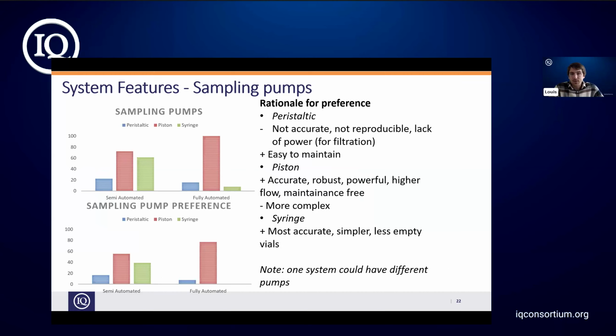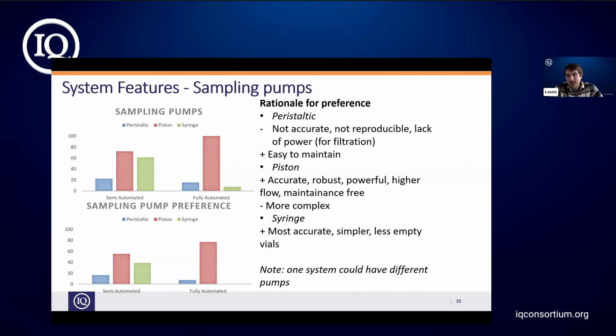Another item we asked for is what type of sampling pumps the system has. In automation, the pumping of the sample is one of the key things, and there's three major types of pumps that you can find. It's peristaltic pumps, piston pumps, and syringe pumps. And looking at the top graph, we see that for semi-automated systems, the majority of systems seems to have piston and syringe pumps, but still some part of the systems also have peristaltic pumps.